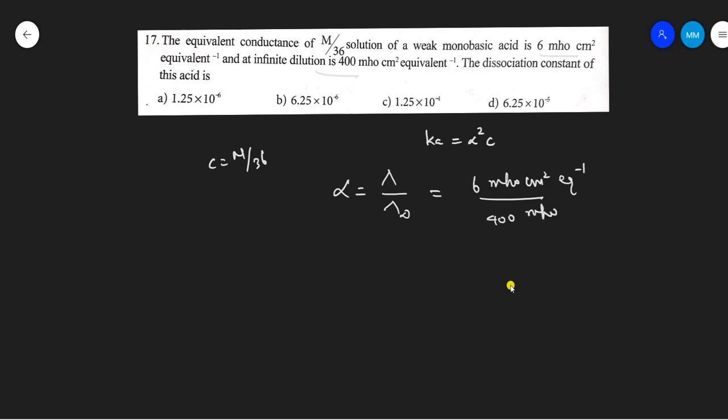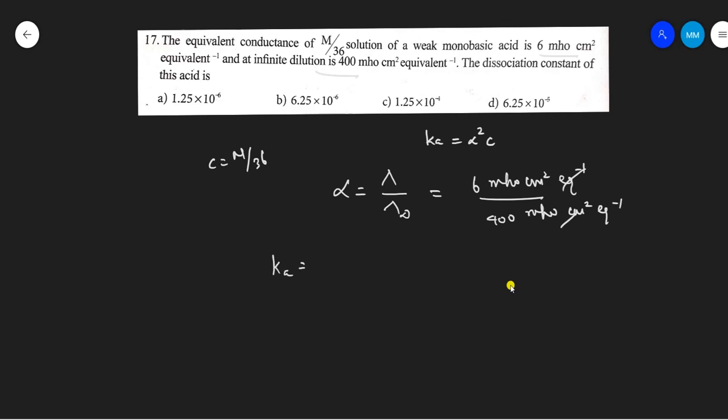Question number 17. The equivalent conductance of an M/36 solution of a weak monobasic acid is 6 mho centimeter square equivalent inverse. At infinite dilution it is 400 mho centimeter square equivalent inverse. The dissociation constant of the acid is? The dissociation constant is given by Ka equals alpha squared C for the weak electrolyte, and alpha is the ratio of the equivalent conductance at a particular concentration to the equivalent conductance at infinite dilution. Here the concentration is M/36, the equivalent conductance is 6, and at infinite dilution it is 400. So this is alpha.